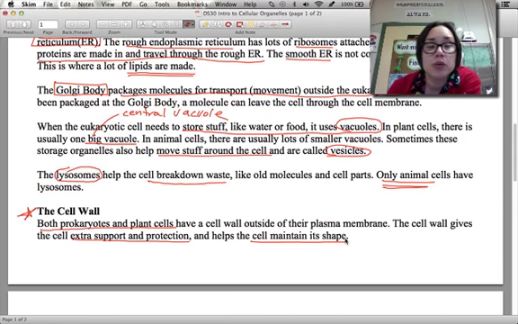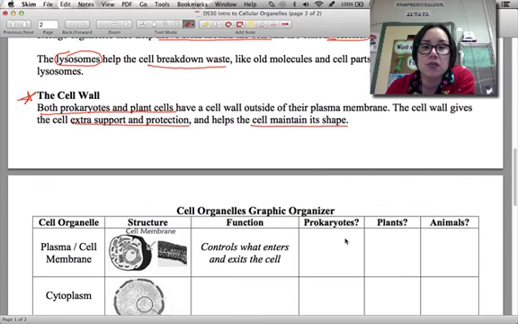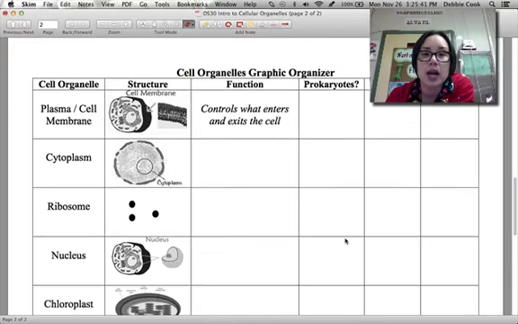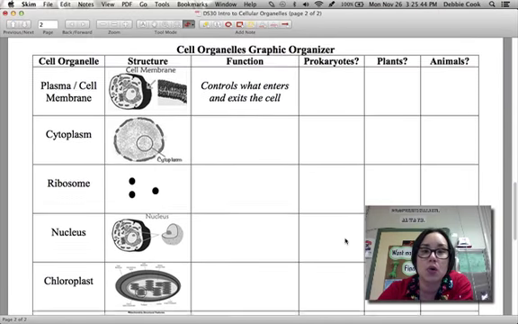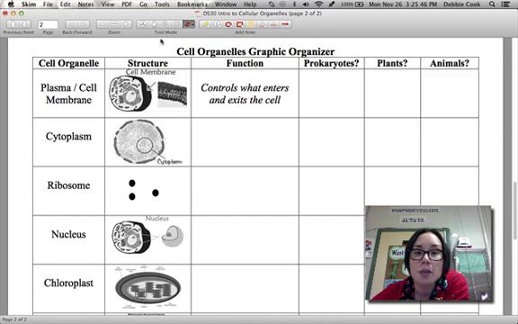Now that we've gone through and we've highlighted all the important information, the next thing that you need to do is take the information that you've gleaned from the reading and organize it into your cell organelle graphic organizer. Your job is to fill in the function and then put a check mark underneath the types of organisms that particular organelle is found in. So if we look at the first one, it is a plasma or cell membrane. We already have the function listed. It controls what enters and exits the cell.